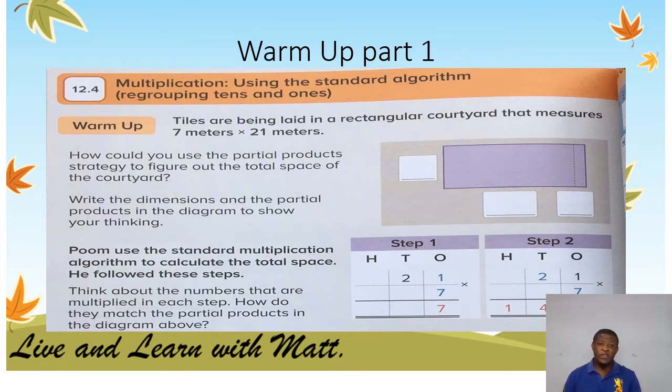So we're given 7 meters times 21. So 7 meters by 21 meters. So this will be 7 meters. And we can split the 21 to be 20 and 1. There you have it.